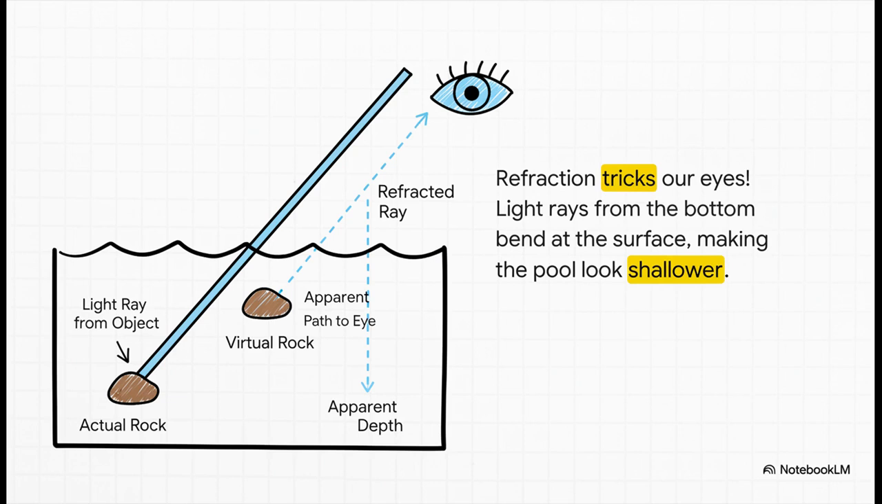So, let's picture it. The light rays bouncing off the pool floor travel up through the water in a straight line. But the moment they hit the surface and escape into the air, they speed up, and that causes them to bend. Now, your brain doesn't know this. It always assumes light travels in a perfectly straight line. So it traces those bent rays back and creates a virtual image of the pool bottom that's way higher up than the real thing.